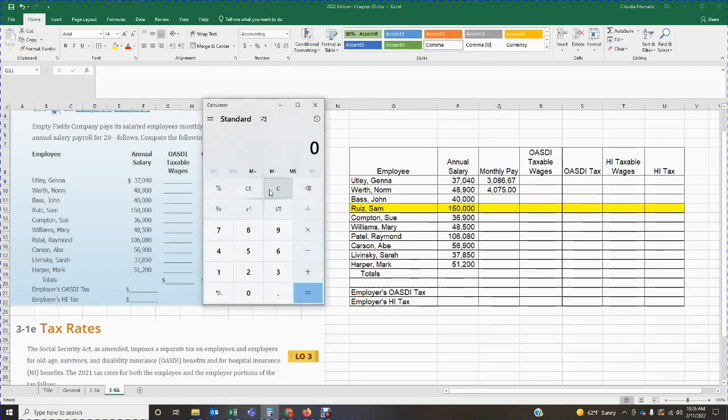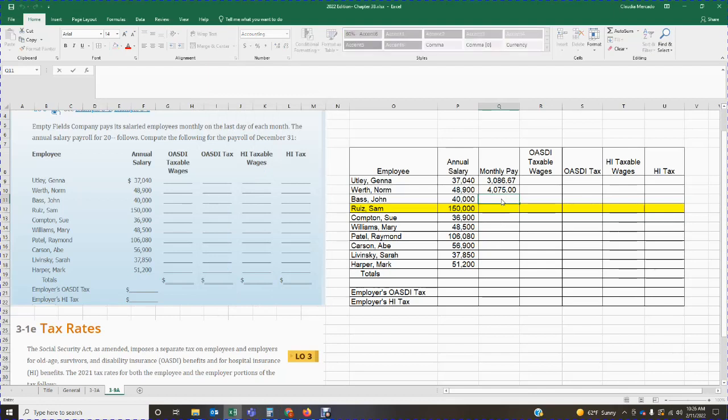The next one we have is John Bass. John makes 40,000. I'm going to divide by 12 months. That gives me $3,333.33. And we're going to keep it at 33 because that third digit is a 3. It's less than a 5. So it's $3,333.33.